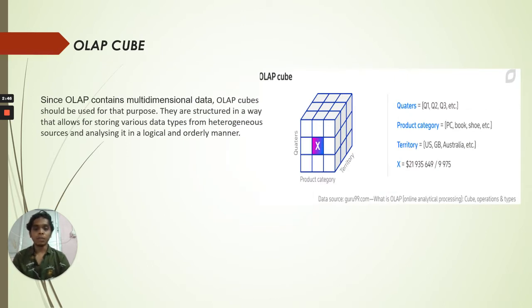So OLAP basically uses a cube structure to store the data. Since OLAP contains multidimensional data, OLAP cubes should be used for that purpose. If it is not multidimensional data, then we can use some other format. But as it is multidimensional data with various dimensions and various data warehouses, we have to use this cubical structure. These structures allow for storing data types from heterogeneous sources and analyzing it in a logical and orderly manner. So here is again the OLAP cube graphical representation, which explains how the data is stored within the OLAP cube.